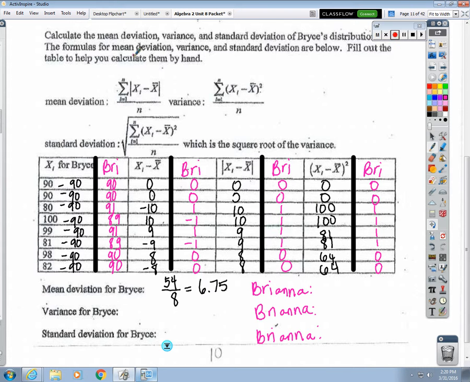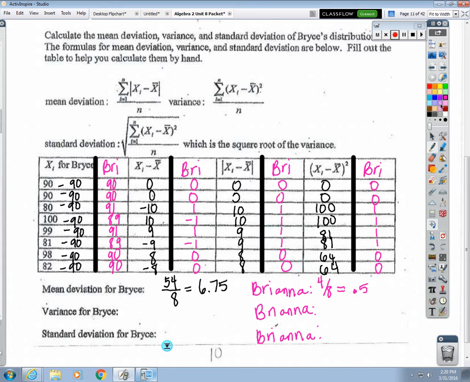Her positive deviations are right here. What do you get when you add those numbers up? 4. How many numbers are there? 8. What's 4 divided by 8? 0.5 or 1/2. So her mean deviation is 0.5.